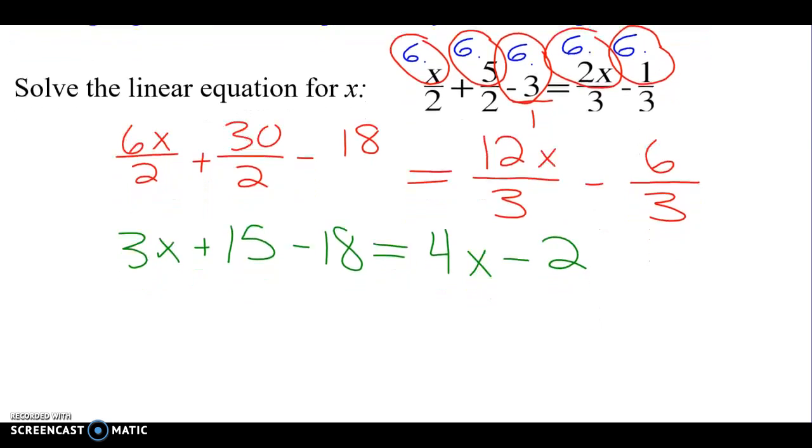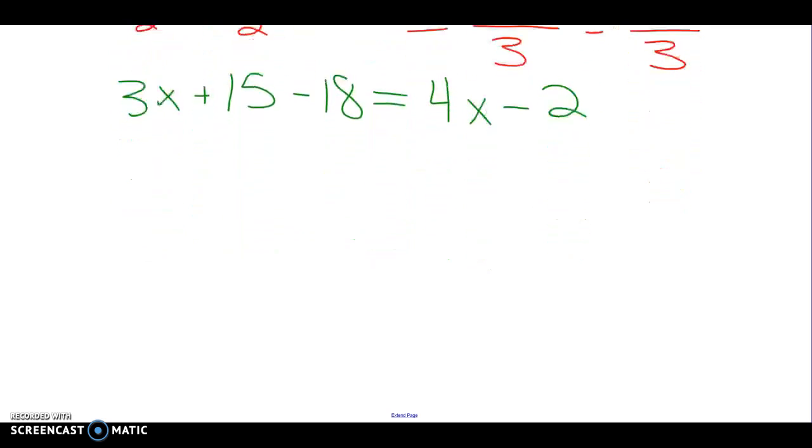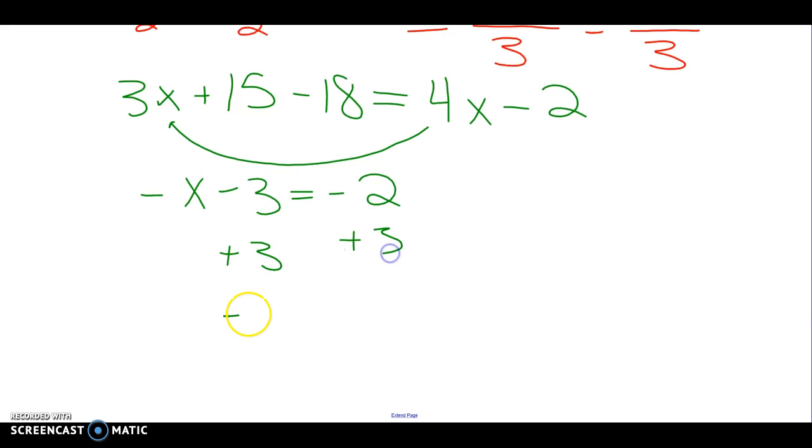And now we have eliminated the fractions. So you're back in Algebra 1. Go ahead and find x. What did you guys get? You guys get negative 1? So subtract the 4x over. I'm going to add the 3 over. Negative x equals 1. Therefore, x equals negative 1.